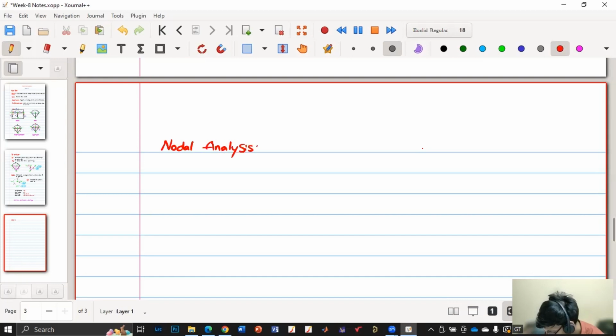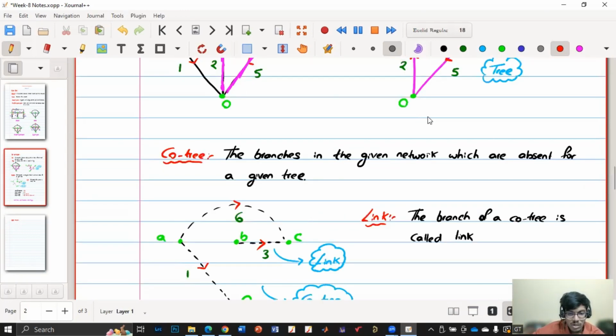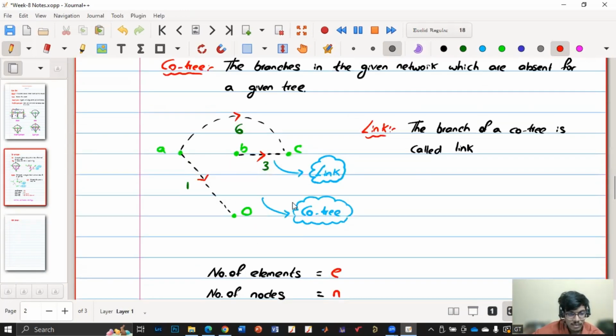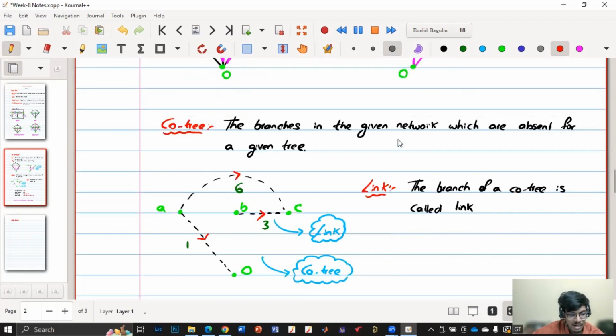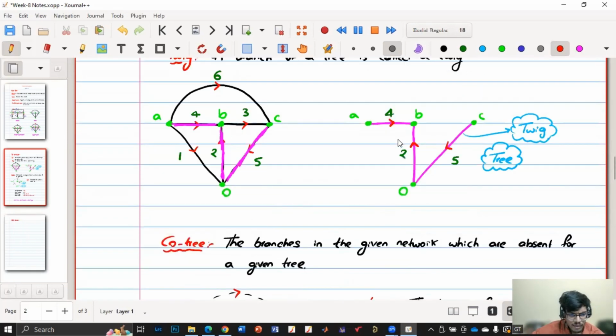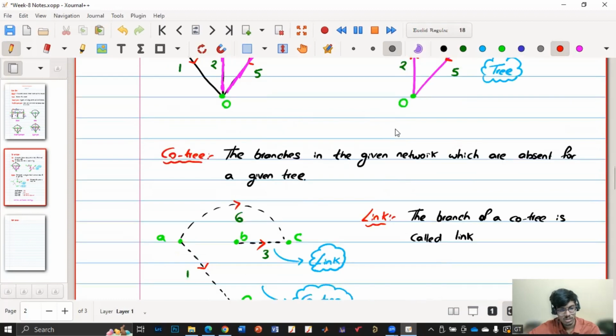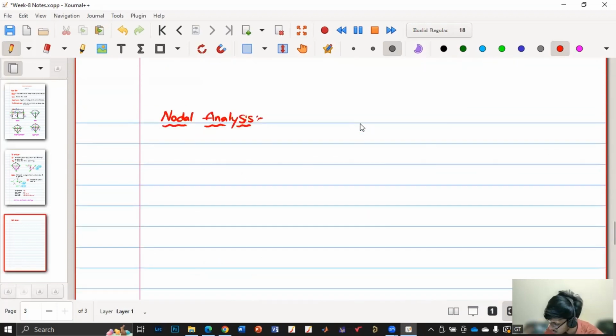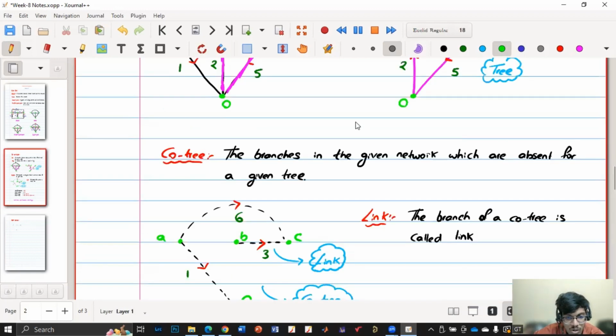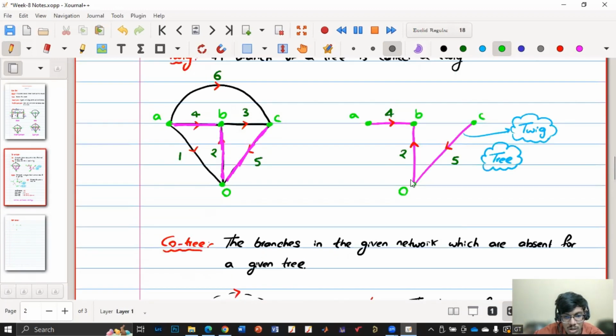Always we will be considering that given graph. Now here we have drawn a tree, here we have drawn a co-tree. Both can be drawn in a given network so that we'll know what is the tree and what is the co-tree. So we'll draw that circuit. Our circuit will be like this. So this is A, this is B, this is C, and this is O, right? First we'll draw the tree, then we'll draw the co-tree. So this is 4, 2, and 5.